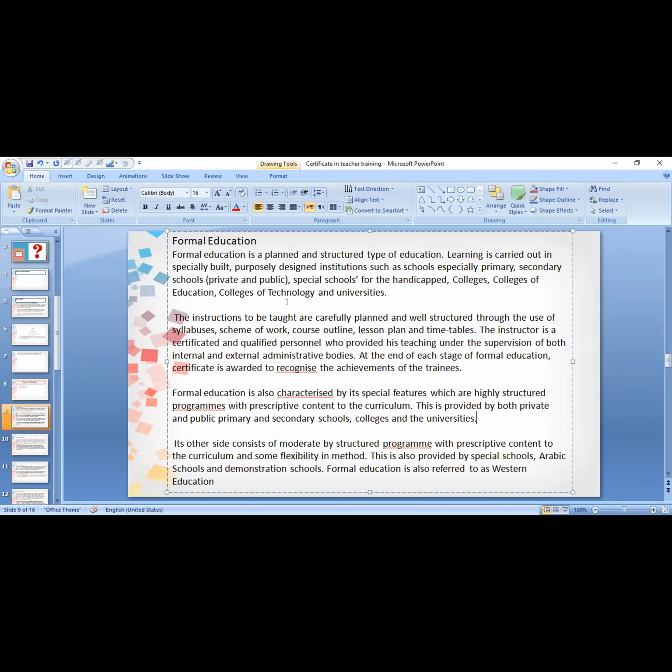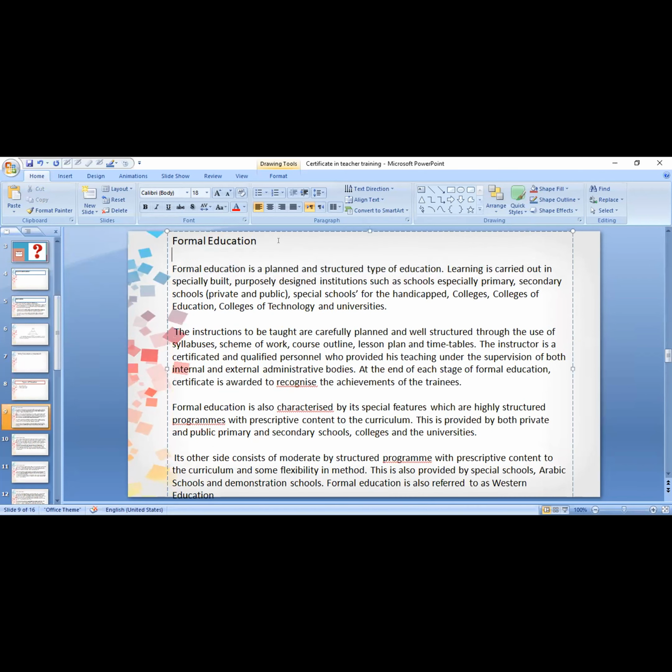So it is not only related to private, public, but it will consist of all the types of organizations who are just preparing or else conducting, delivering planned and structured type of education. It could be any education. On the other side, it consists of moderately structured programs with prescriptive content of curriculum and some flexible methods. So basically it's this structured way. If the program is structured, if the program is planned, we will consider it as formal education, okay? And these organizations, primary, secondary, are a few examples of formal education.